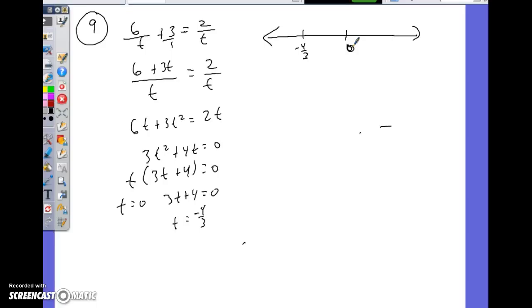I'm going to check 3 numbers. Give me 3 numbers. Between negative 4/3 and 0? Well, I'm going to check 1 between 0 and negative 4/3. What would that be? Negative 1's a good choice.